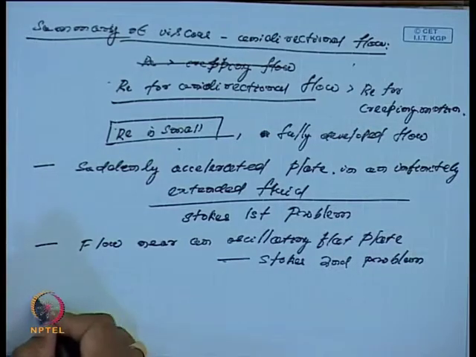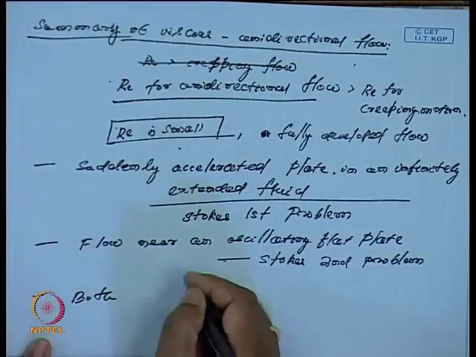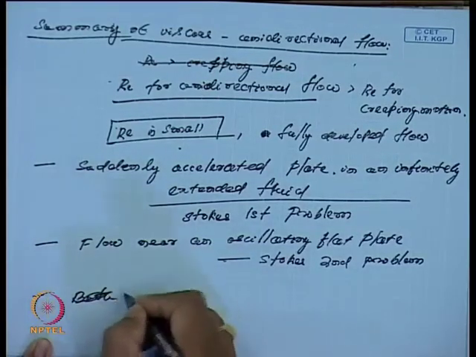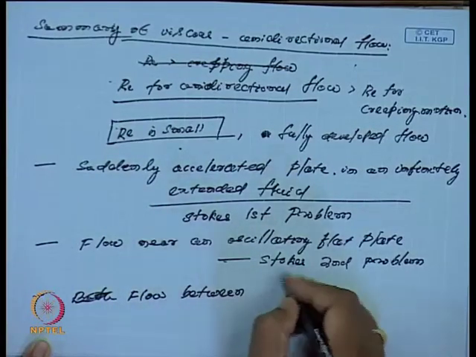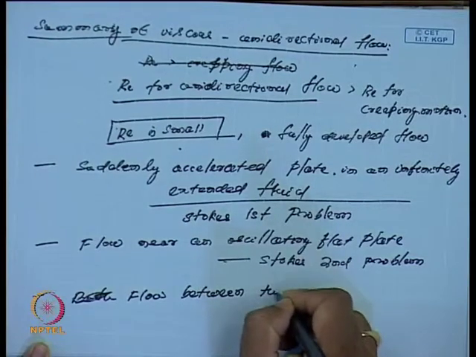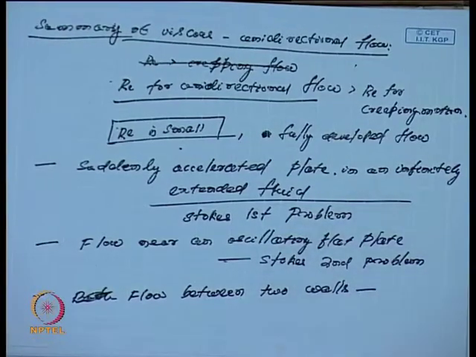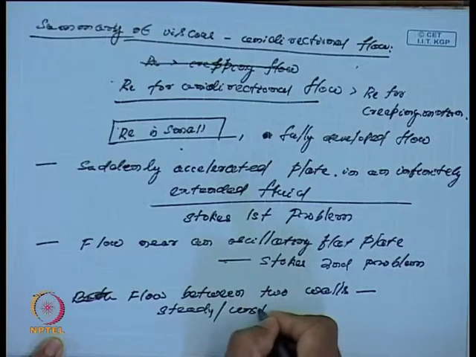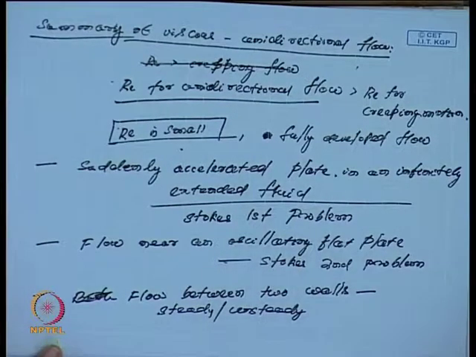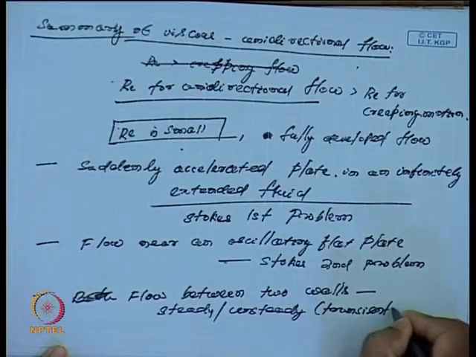Okay, so then I have another problem we talked about, flow between fixed walls. Two walls, basically flow in a channel. And here we also talked about when the walls are fixed, both steady and unsteady solutions. In case of the unsteady problem, we talked about flows which are transient or oscillatory.